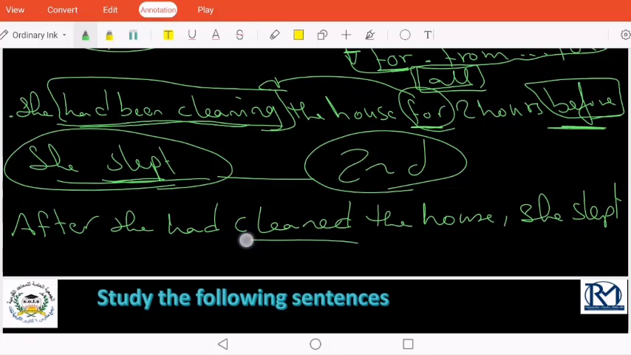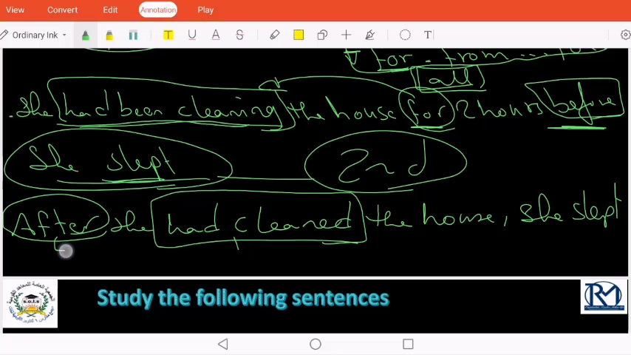In this sentence, we use the past perfect simple without the ing form because we do not have duration. No duration is mentioned here. We don't know how long she had cleaned the house, so we must use past perfect simple. That's why we use it after the word after here. If we have duration here, we will use had been cleaning.